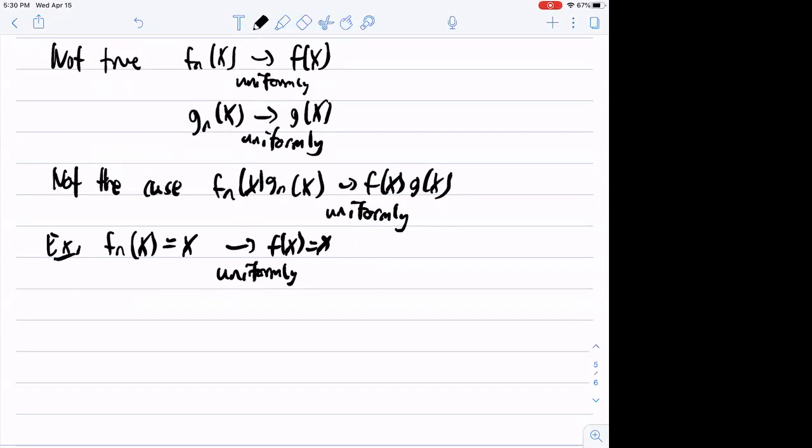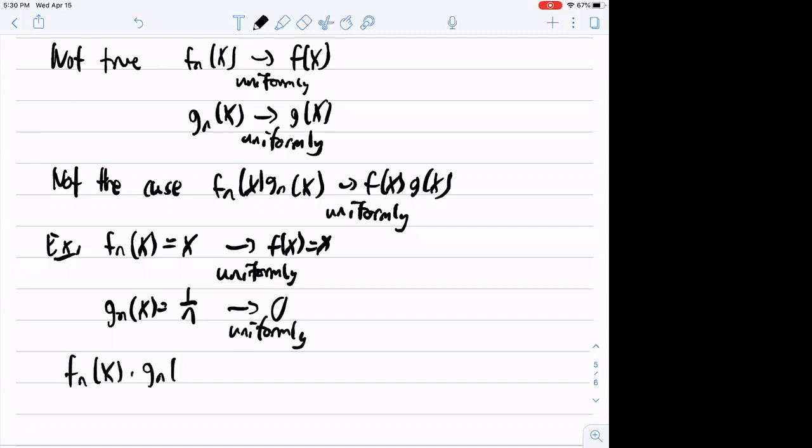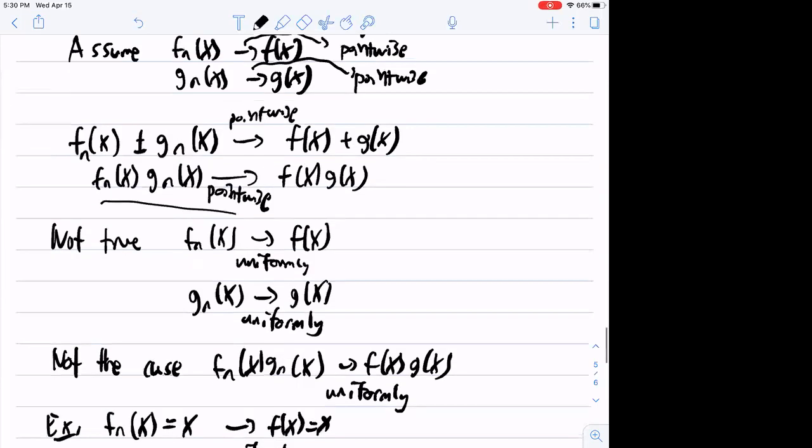That is clear because there's no n. Your sequence is just the sequence of x's. And the thing I went over just a while ago, this goes to 0 uniformly, right? It's clearly independent of x because there's no x. But their product does not go to 0 uniformly on R.